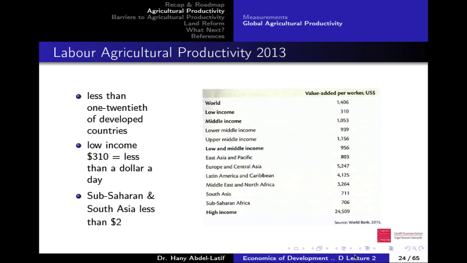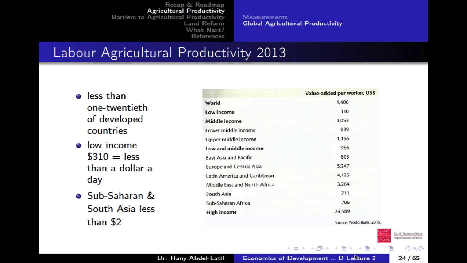Just more figures, quickly, to show you now using a different measure, which is labor productivity. If we look at the value added per worker and compare different regions of the world, for example, in low-income countries this is 310 US dollars. If you compare this to high-income countries, it's more than 24,000, 24,509. So compare these two. If you think about this, this is less than $1 a day, okay?